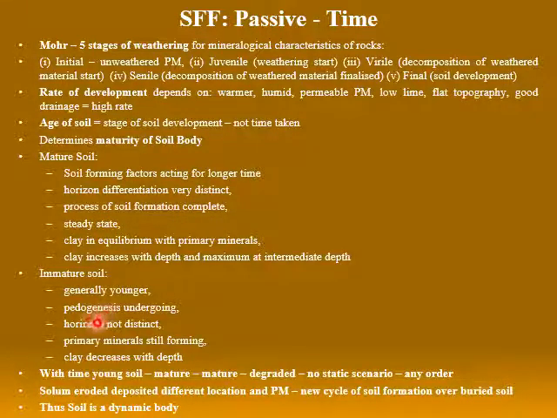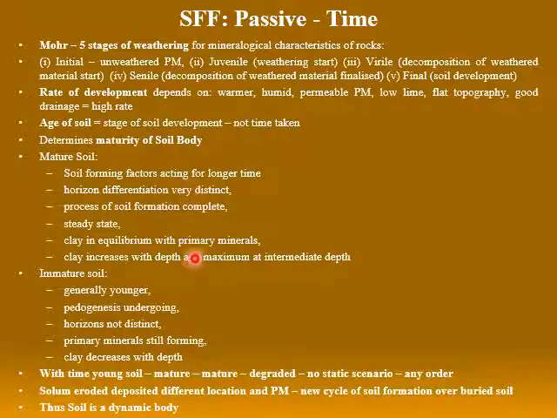Immature soils are younger soils, normally found along fertile plains where every year, due to floods, there is deposition. So pedogenesis is a continuous process. There is no time for horizon formation, and primary minerals are still being formed. There is no time to go to an equilibrium state. So in this way, we have immature soils and mature soils, but time is a very important factor, because even in a mature soil, there is no static state.